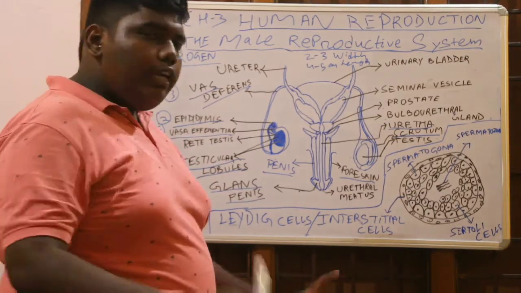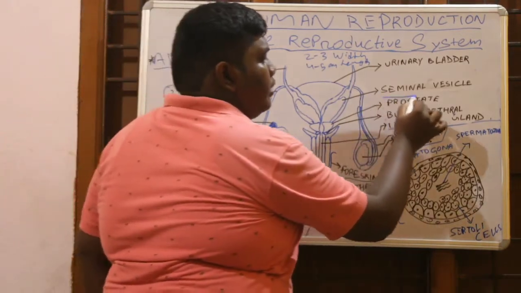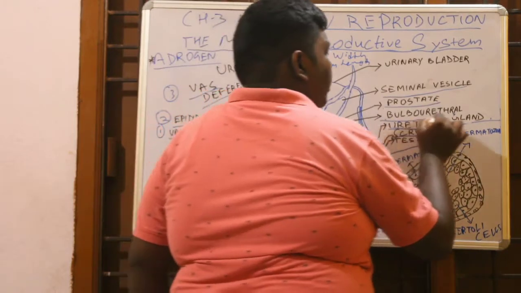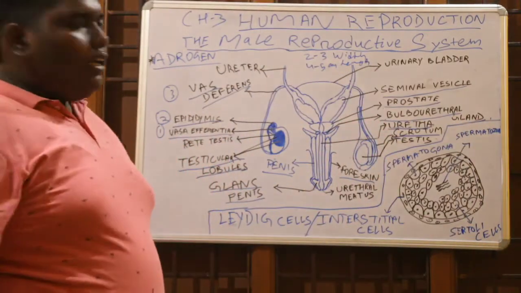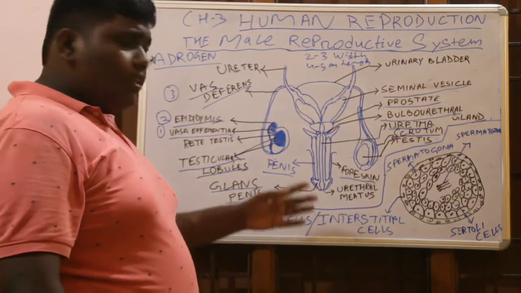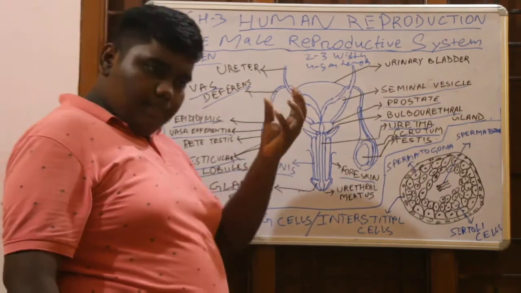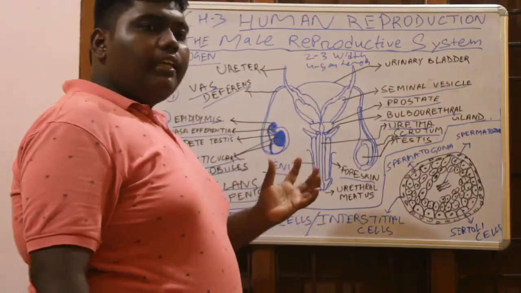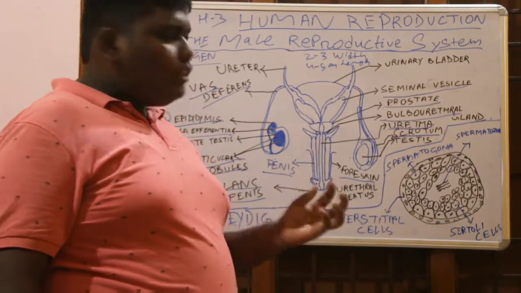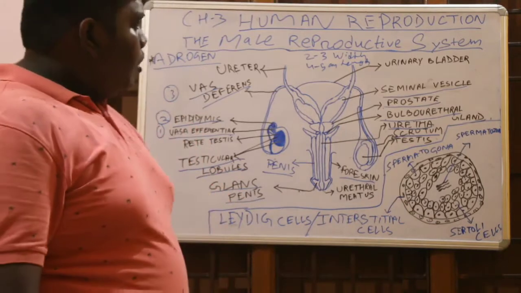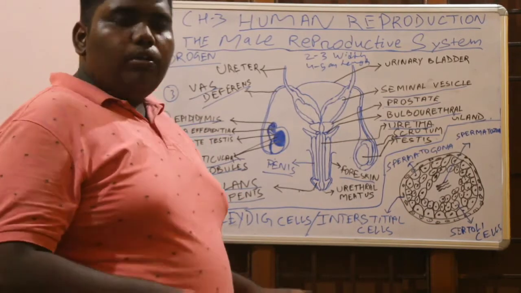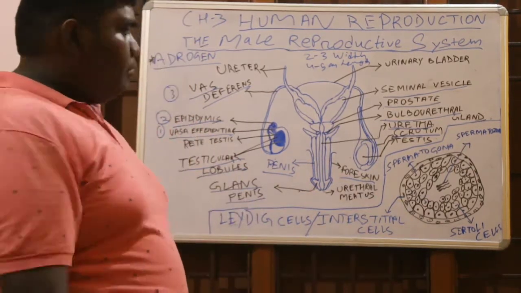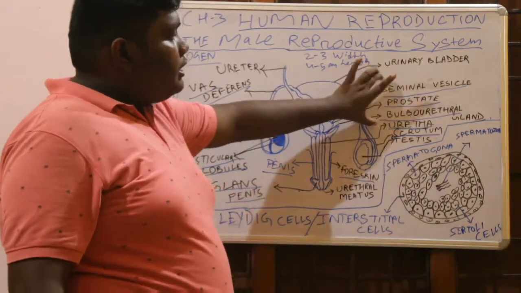Now about the accessory glands. There are three accessory glands, that is the seminal vesicle, the prostate gland, and the bulbourethral gland. These are three glands that are present, which help in making the semen. Okay, but I will tell you what is semen. Semen is the substance that is ejaculated from the male reproductive system. Now, what is the semen content? We generally knew that semen contains sperm. It's not correct. Semen doesn't only contain sperm, it also contains the secretion of these three glands.